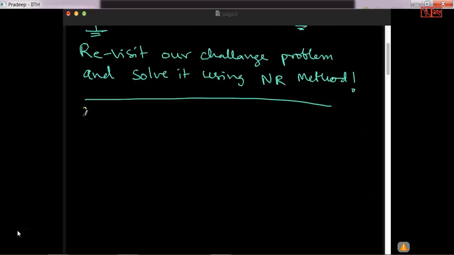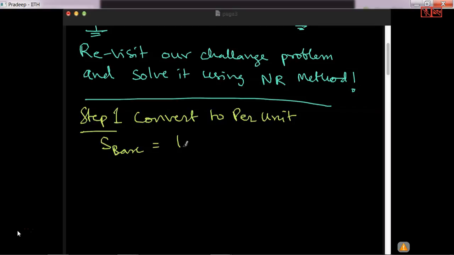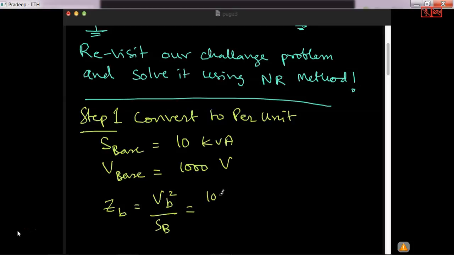Okay, so step 1, convert to per unit using S base as 10 kVA and V base as 1000 volts. So then what is my Z base? That is V base square by S base. That is nothing but this into this divided by 10 kVA. So this kilo and this will cancel, then I'll get 100 ohms.